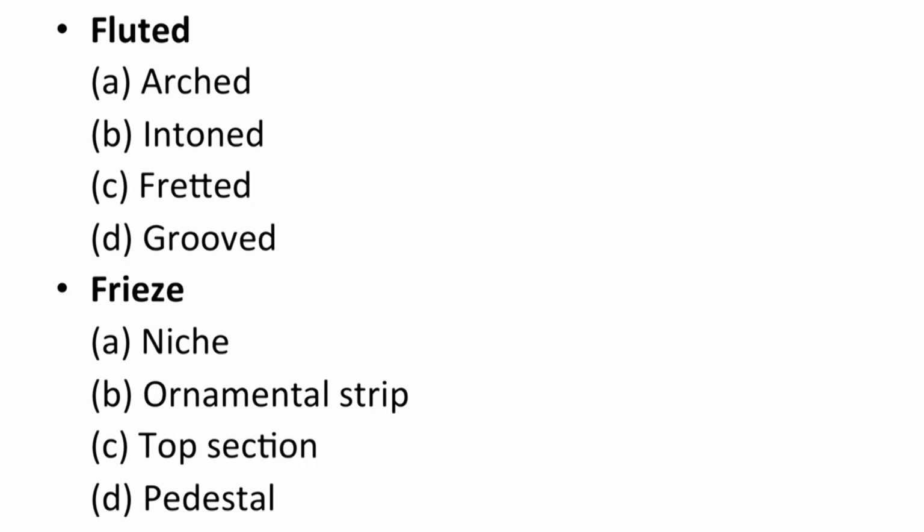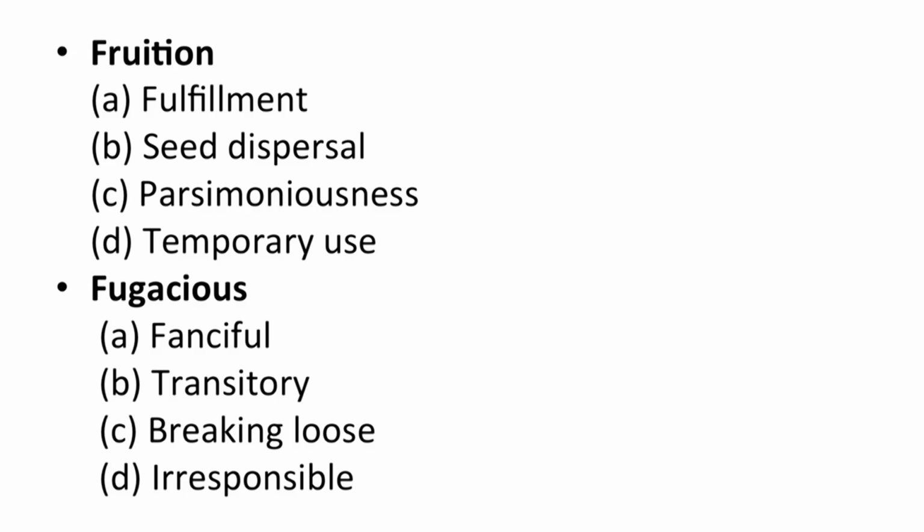And next word, fluted, nothing to do with the instrument, okay? A, arched, B, intoned, C, fretted, D, grooved. And frieze, pronounced as freeze. Niche, ornamental strip, top section, pedestal. These words are taken from a particular domain of study or knowledge. Next, fruition: fulfillment, dispersal, parsimoniousness, temporary use. Fugacious: fanciful, transitory, breaking loose, irresponsible.